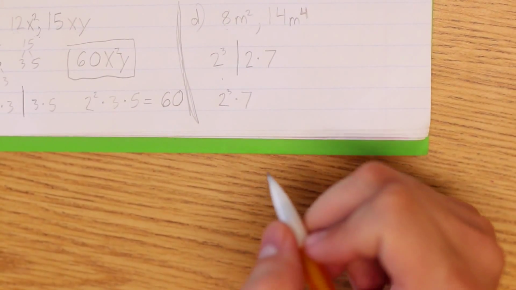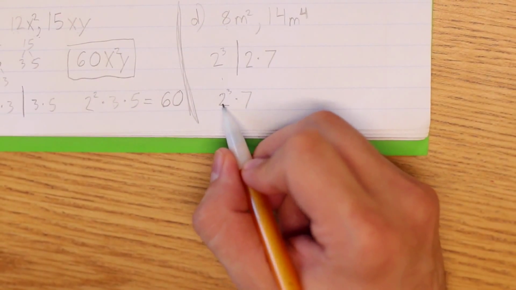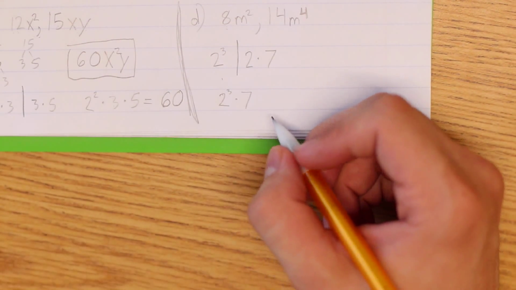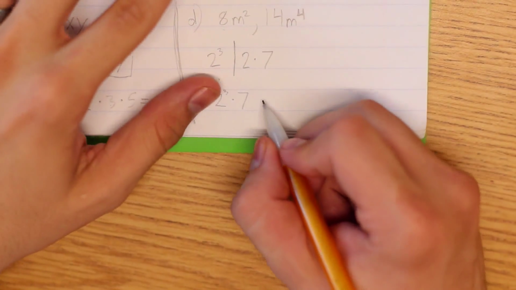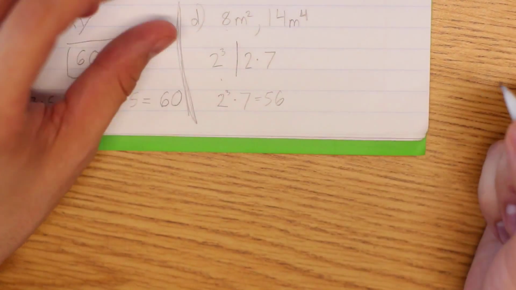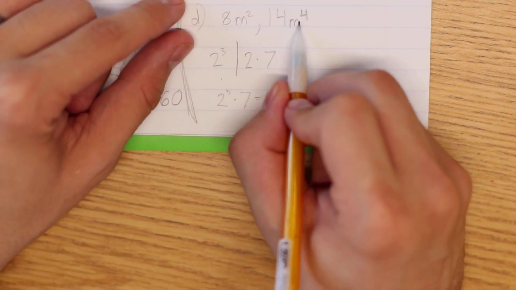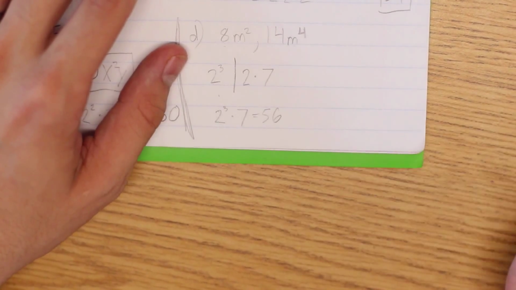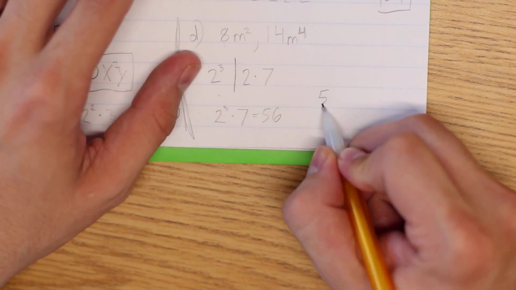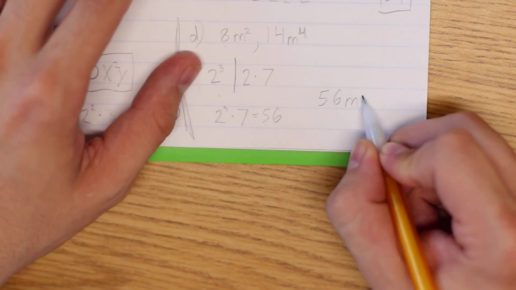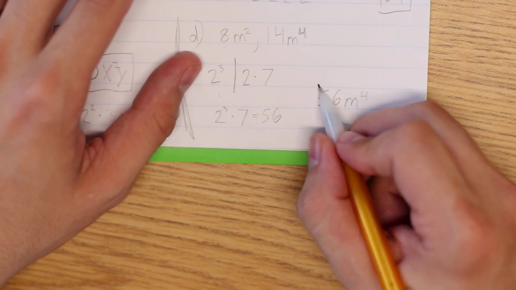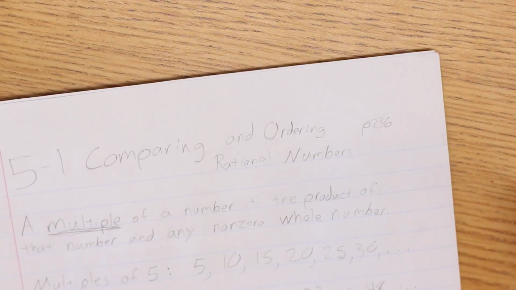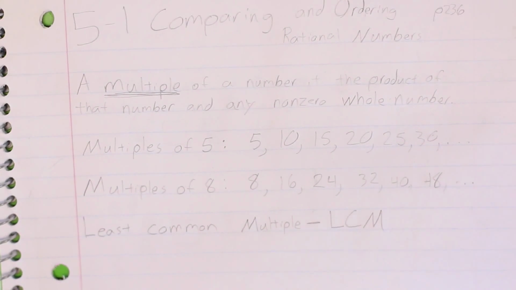So, what do we end up with once we do this? So we're going to say, well, 2 to the third isn't that 8? What's 8 times 7? Well, isn't 8 times 7 56? Yep, so we get 56. Now I need to pick which letter I need. Well, they both have m, but which one has the bigger exponent? To the fourth. So my answer is 56m to the fourth. And that's the answer. Pretty simple. All right, let us flip to the other side.